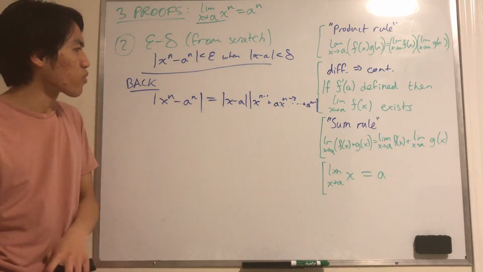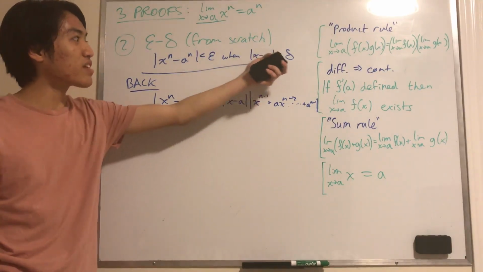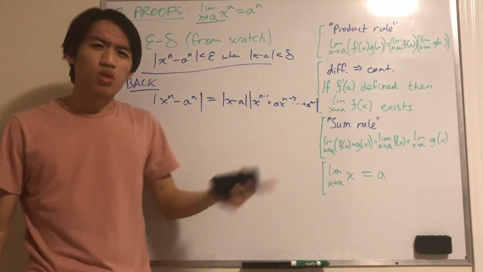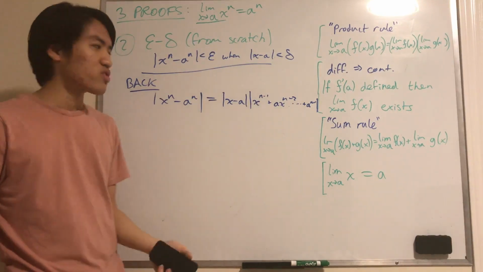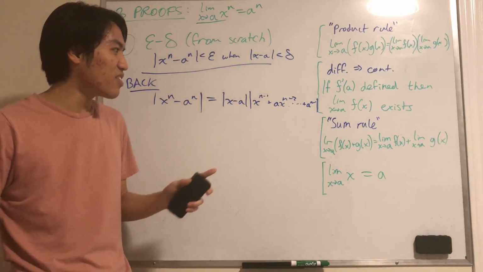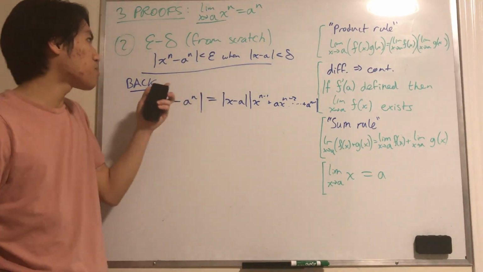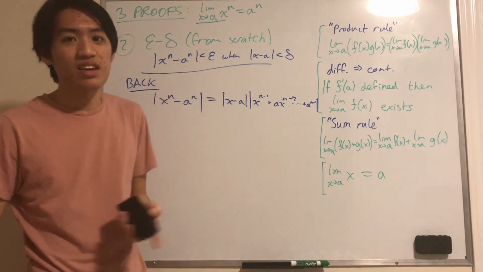Okay, what to do now? I like this part because I picked delta. I can directly control x minus a. This is a little harder to work with though. It'd be really nice if I could find an upper bound for this. Like if I can guarantee this is less than 5, then I can choose delta to be epsilon over 5, and very nicely this thing will be less than epsilon.